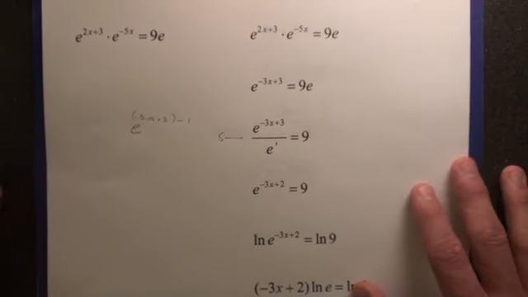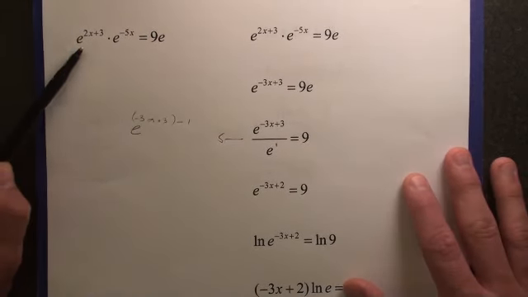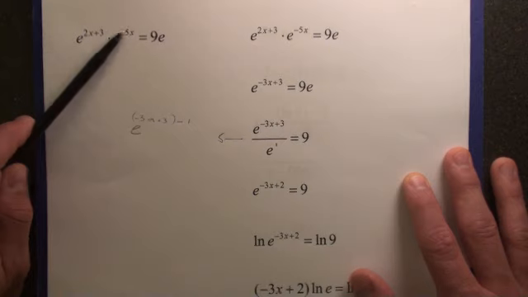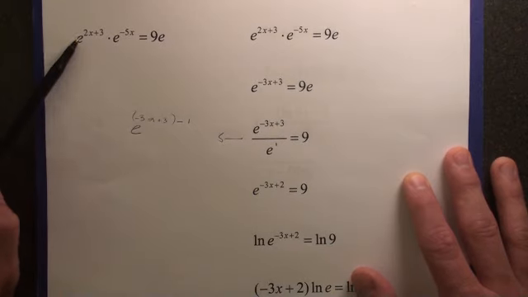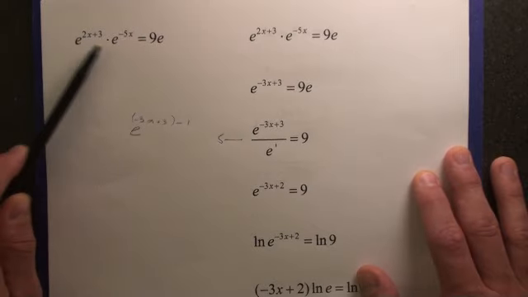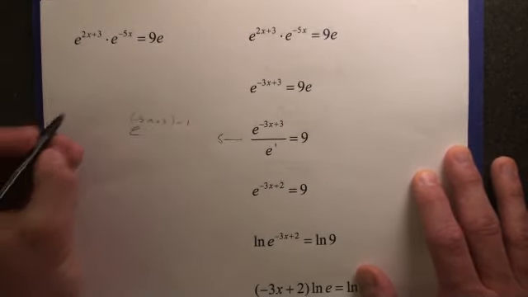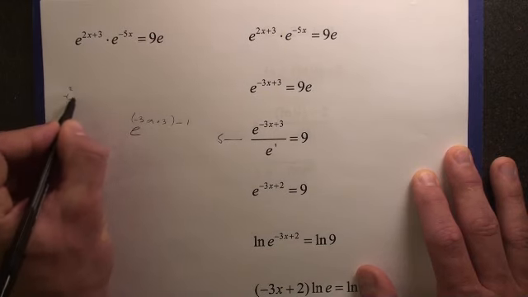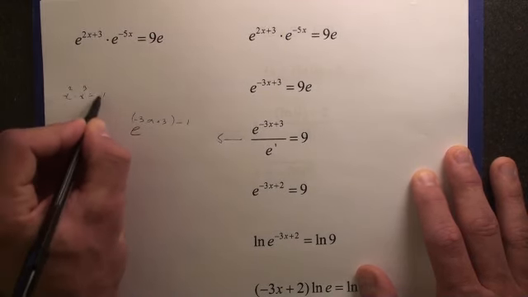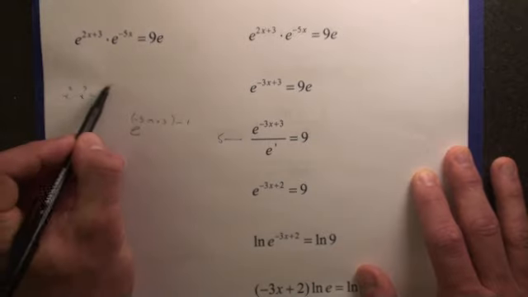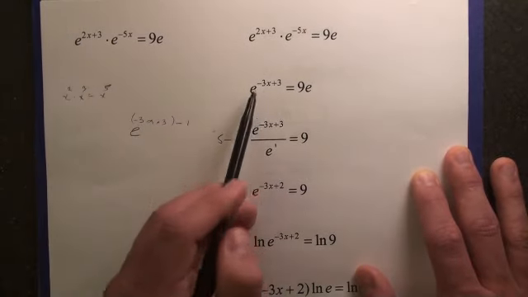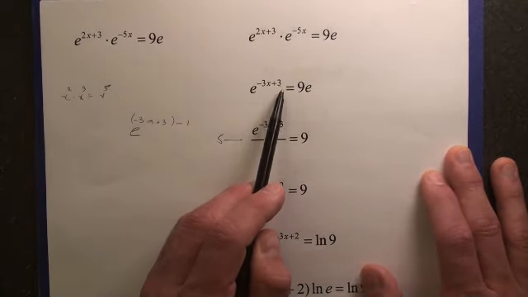Now, here's one that's kind of interesting. You have e to the 2x plus 3 times e to the negative 5x. So you have two e bases being multiplied together. Well, what do we know? Whenever the bases are the same, you're allowed to add the exponents together. Just a real quick review. We know that x squared times x cubed is x to the 5th because you just add the exponents together. So we're going to add those exponents to get negative 3x plus 3.